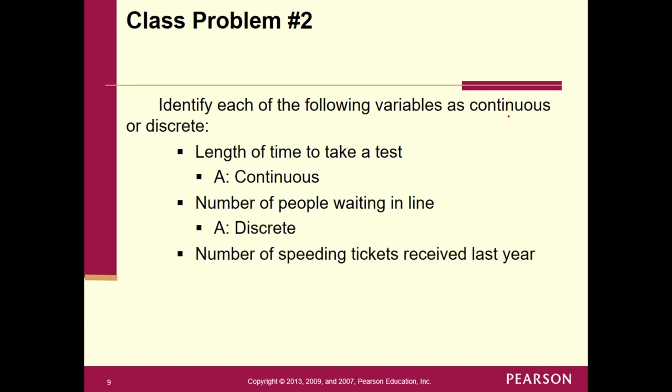Number of speeding tickets received last year. We can count those: 0, 1, 2. Hopefully they're all 0, but that's going to be a variable and it's going to be discrete. Dog's weight. We can go weigh all different dogs, and so weight is continuous. Hopefully you got a handle on discrete versus continuous.